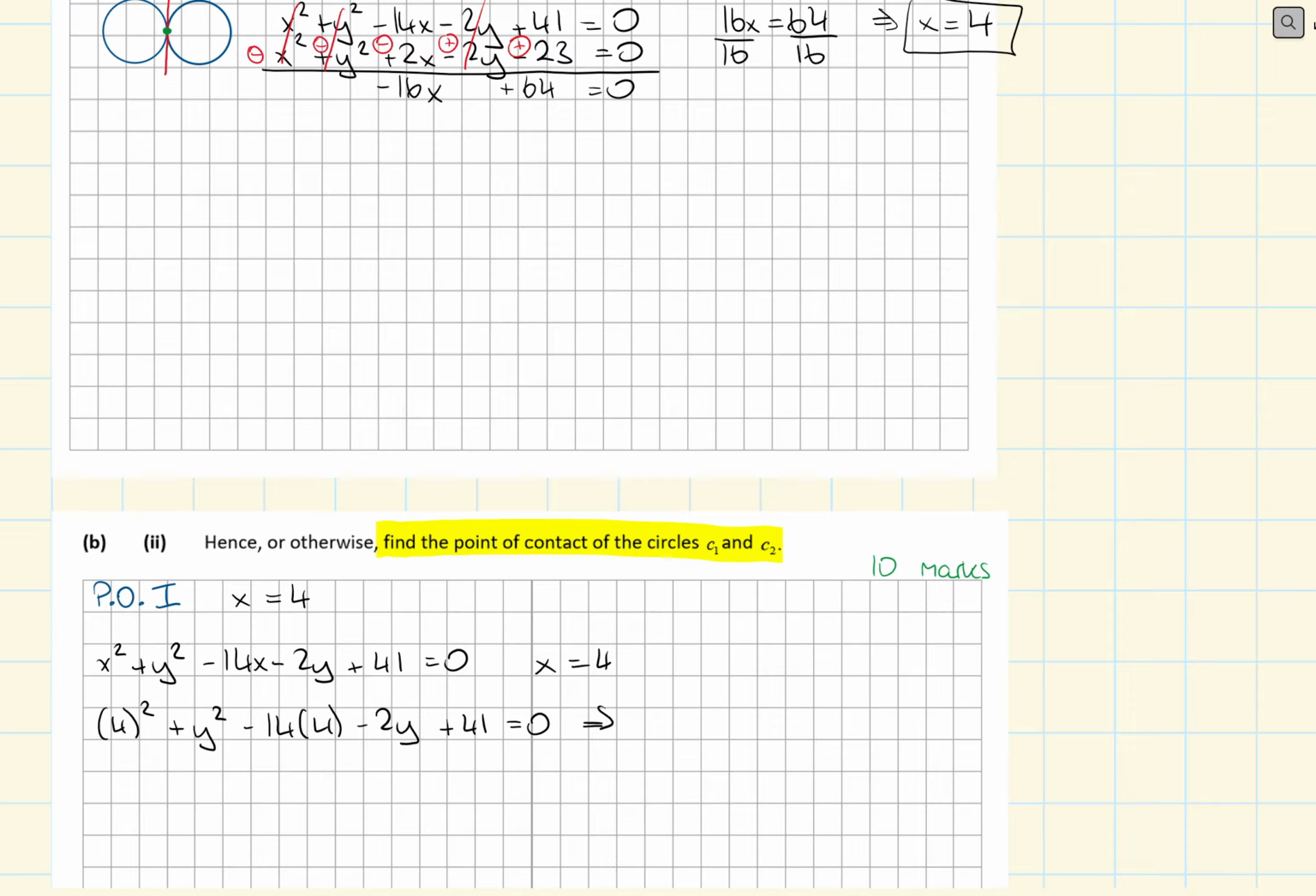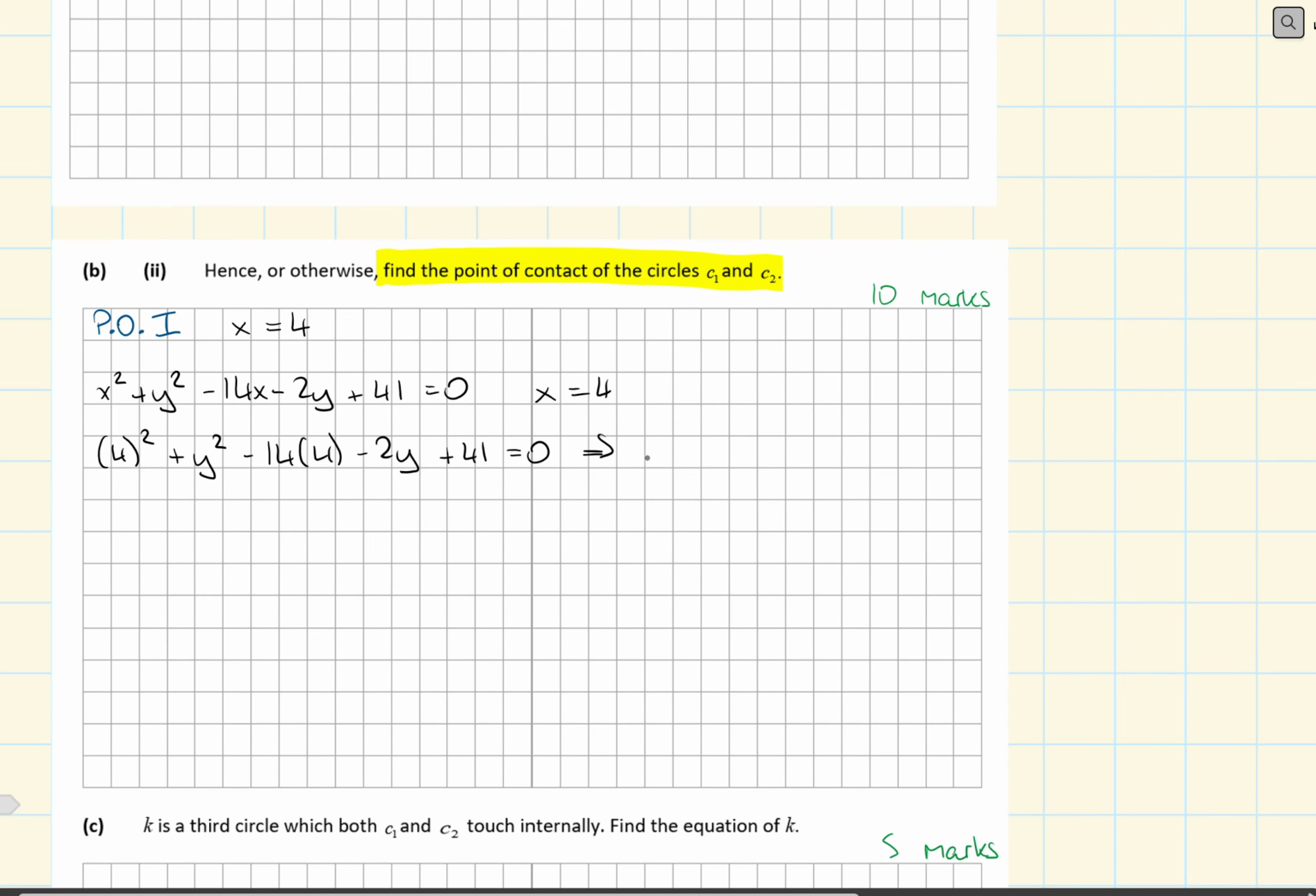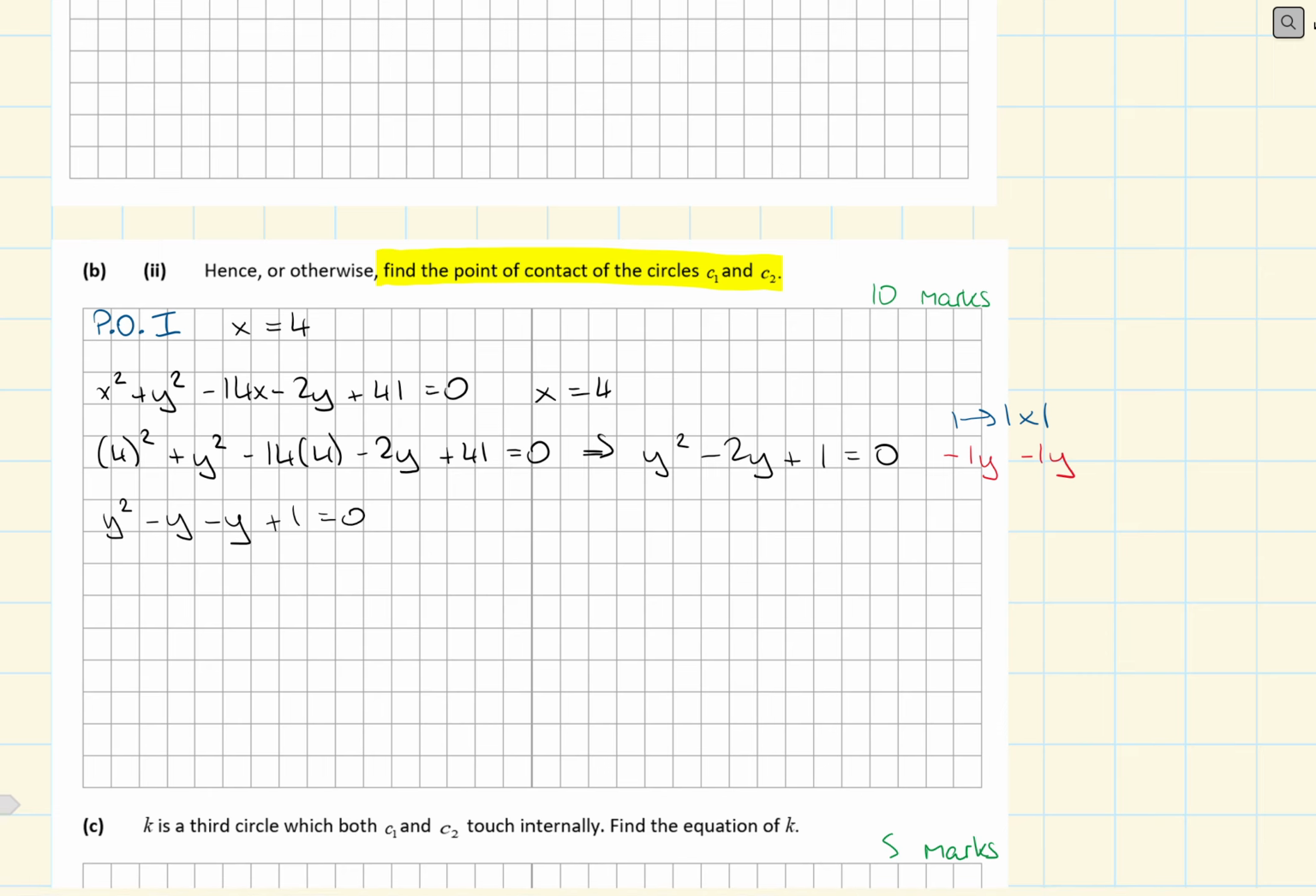Tidy up your constants. That gives us back y squared minus 2y plus 1 equals 0. Guide method, factors of 1 is just 1 by 1. We need to end up with minus 2, same sign, so it'll be minus 1y minus 1y. So we get y squared minus y minus y plus 1 equals 0, factorized by grouping.